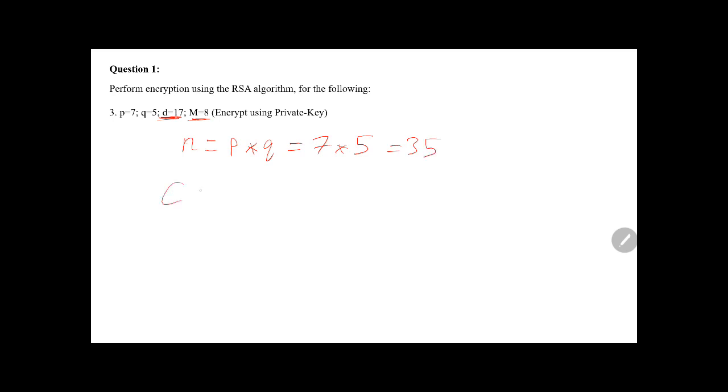Now we get our ciphertext, which is equal to the message power D, modulus N. Our message here is 8, and our private key here is equal to 17, modulus 35. This is equal to 8. And this is it.